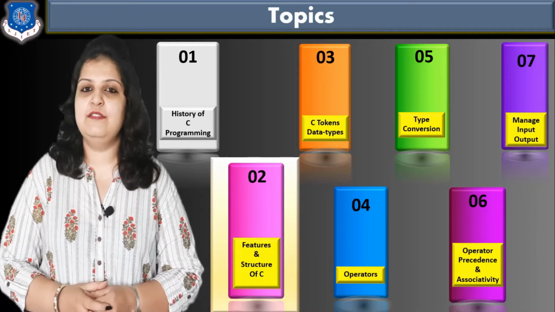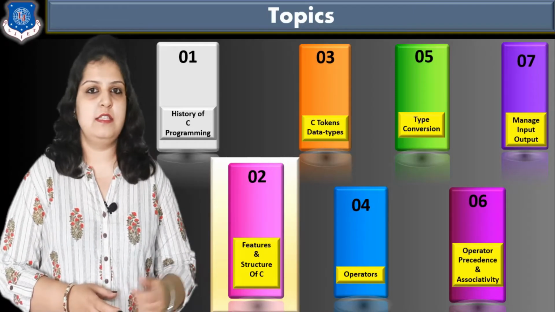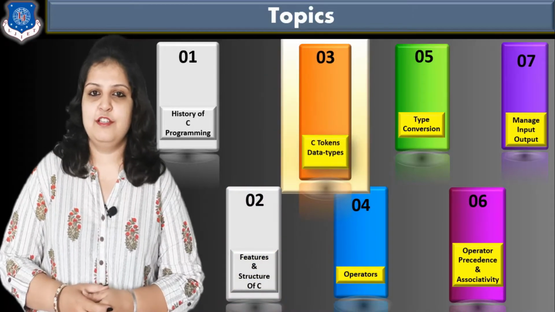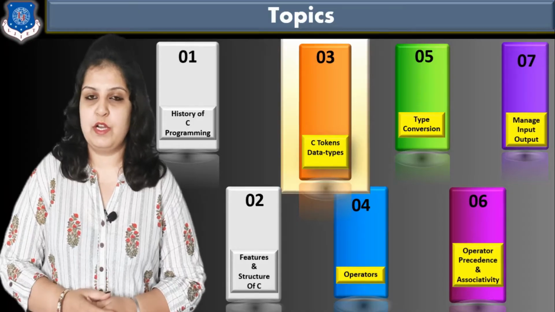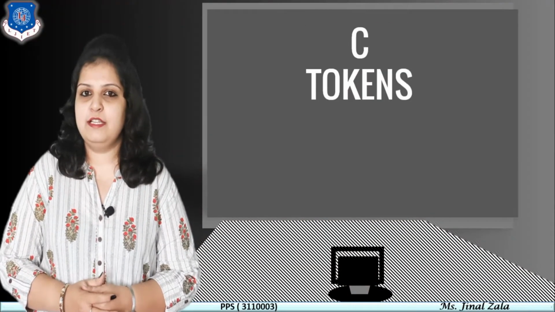And today in this video lecture we are going to discuss two topics. First is C tokens and second is data types. So let's start with the very first topic, that is C tokens. Just remember the program, how we can write the program.